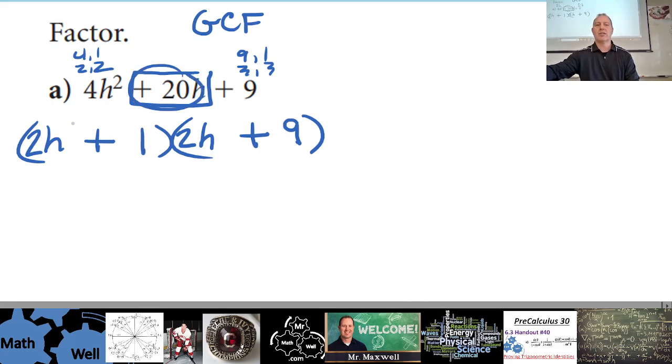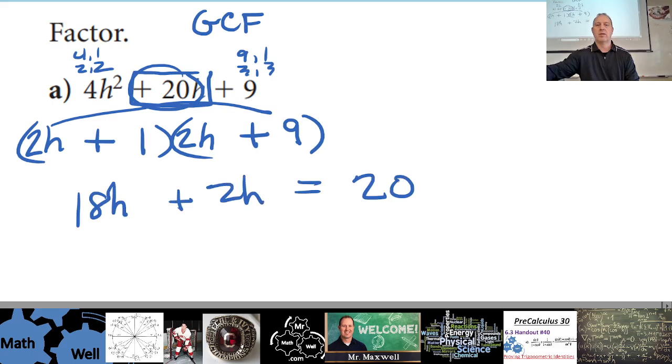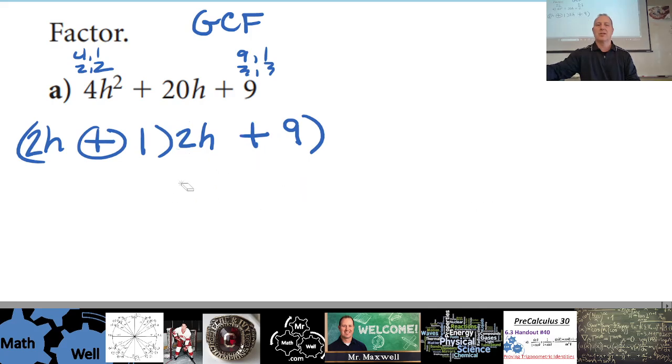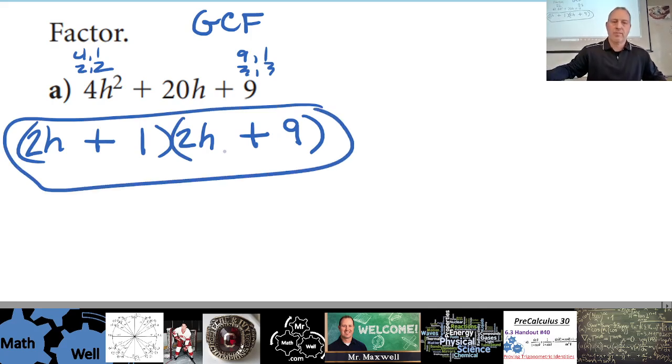You see that? So guess what? 18h plus 2h. What does that give me? 20h. So if you can kind of see this really quickly, 18 and 2, yeah, that gets me 20. Are my signs correct? Positive 18, positive 2 gives me positive 20. Yeah, positive 1 and positive 9 gives me 9. Yep. So do you see how the quick FOIL in your head is a little added layer of trying to identify the factors here? So this is my answer, and when you do the FOIL, it checks out.